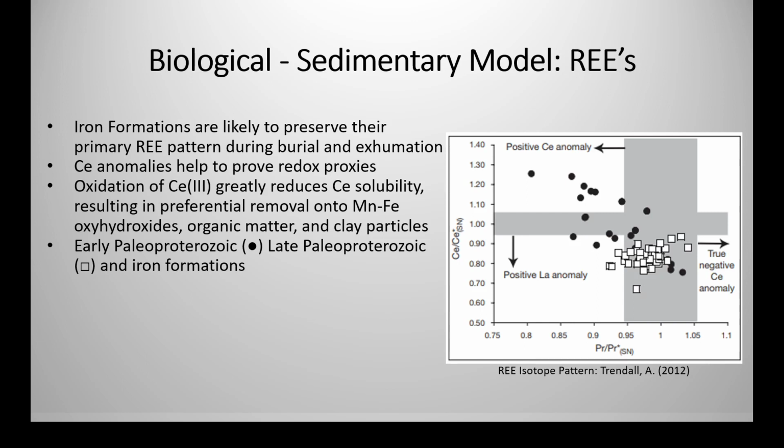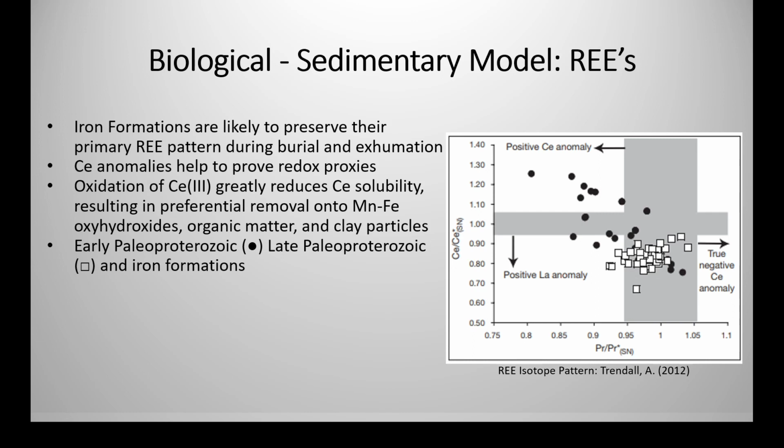So in the biological sedimentary model, we can look at the rare earth elements just the same as we did for the hydrothermal model to try to help prove this side of the debate. So therefore, we can see two different trends. In the early Proterozoic, we're finding a positive Ce anomaly, while in the late Paleoproterozoic, we're finding a true Ce anomaly. This is because the Ce anomalies help prove redox reactions. Therefore, when we're having higher amounts of oxygen, we're having a higher amount of redox proxies.